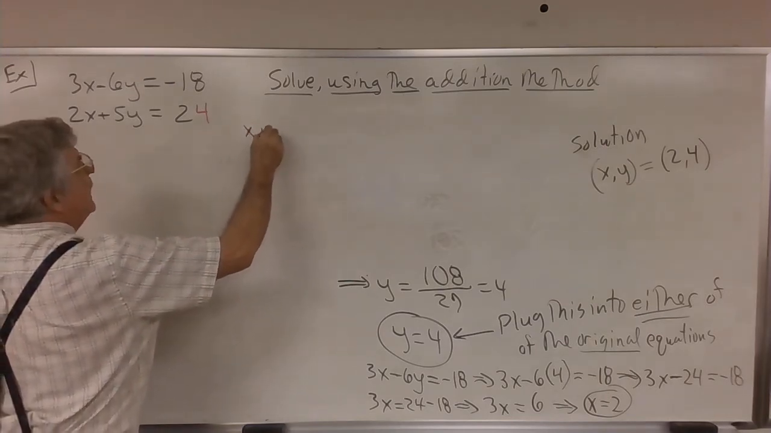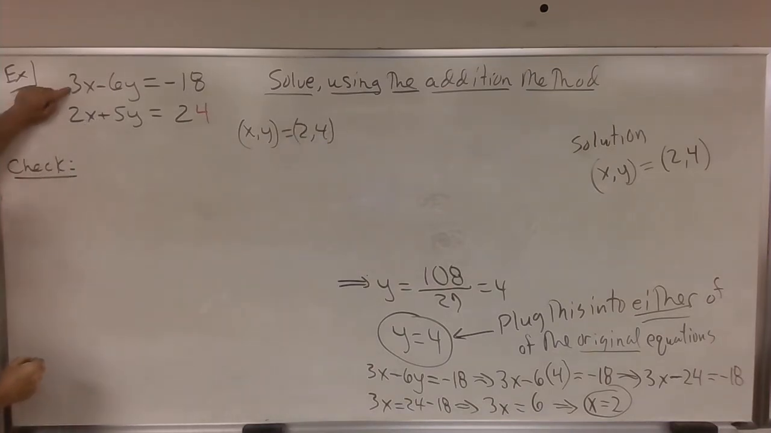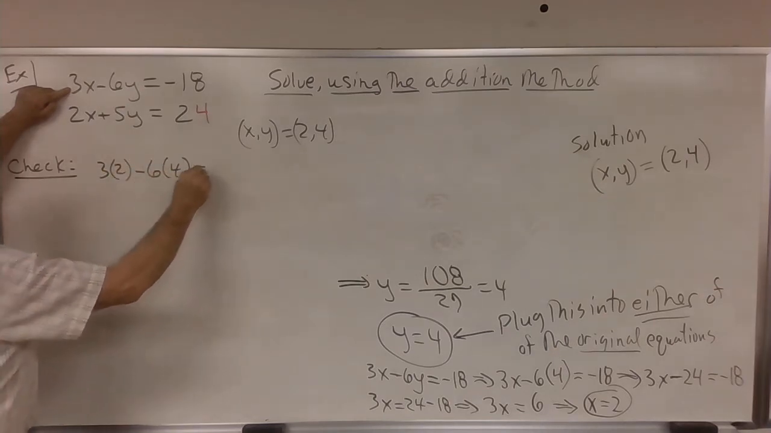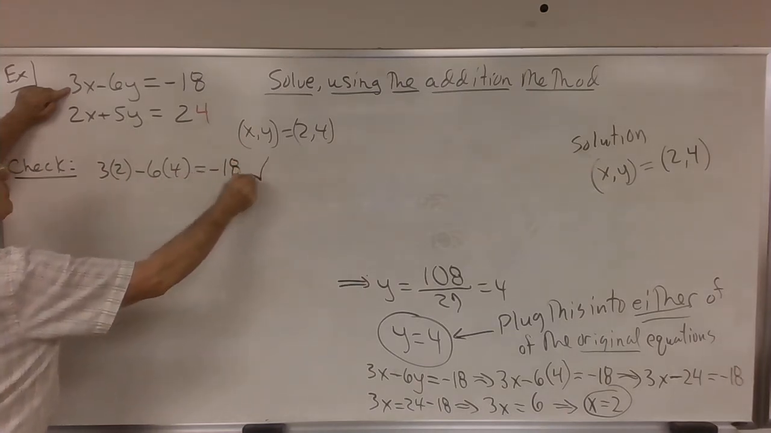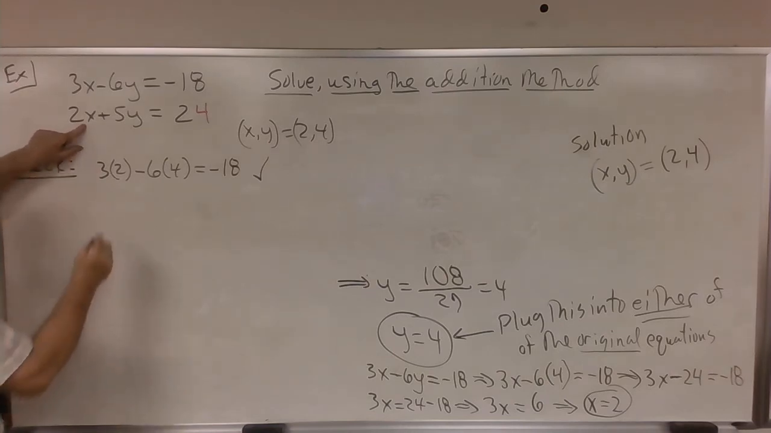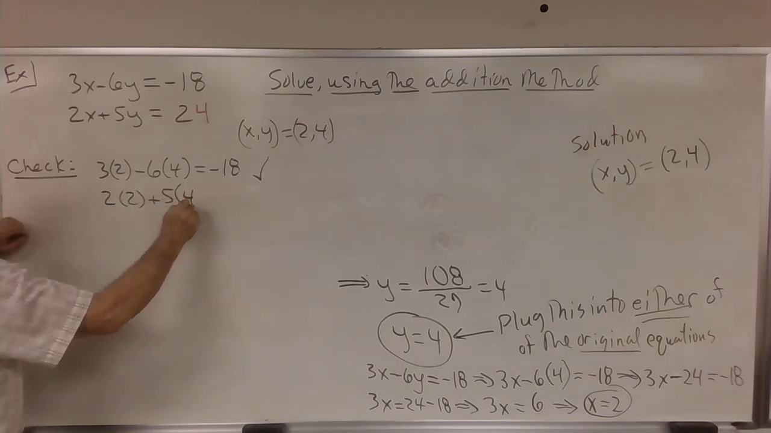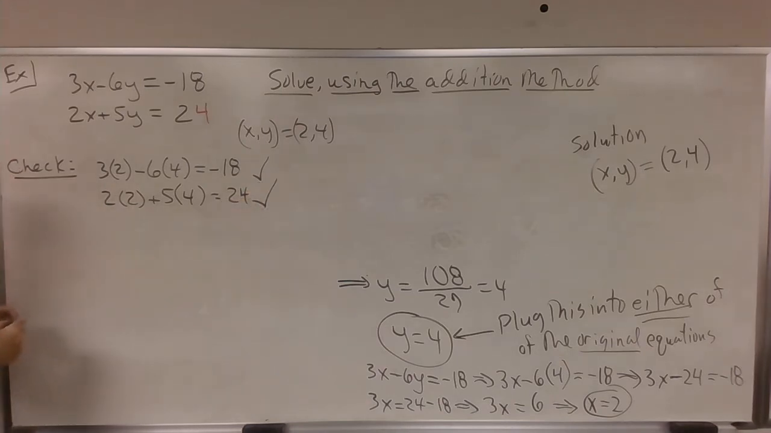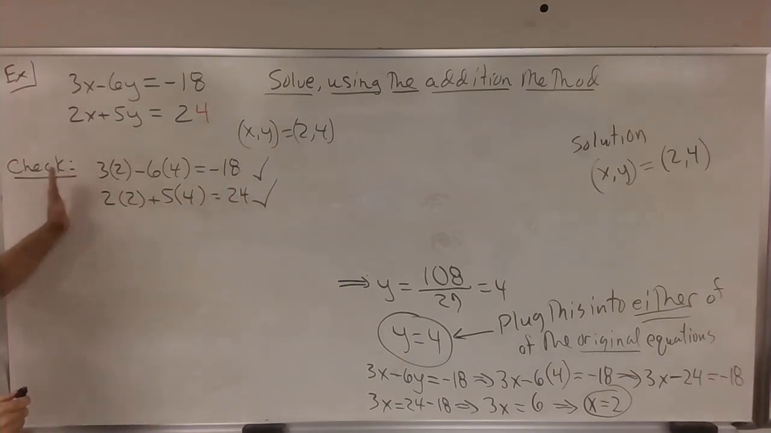And again, x equals 2, y equals 4. Let's make sure it's right. Plug it into both equations. 3x minus 6y. So that's 6 minus 24 is negative 18. Check. 2x plus 5y. 4 plus 20, 24. Okay. We plugged everything back in. Our proposed solution works for both equations. We're good to go.